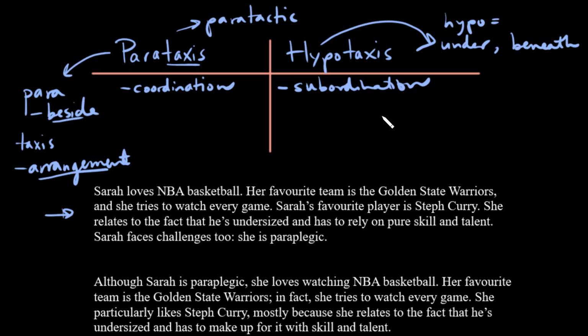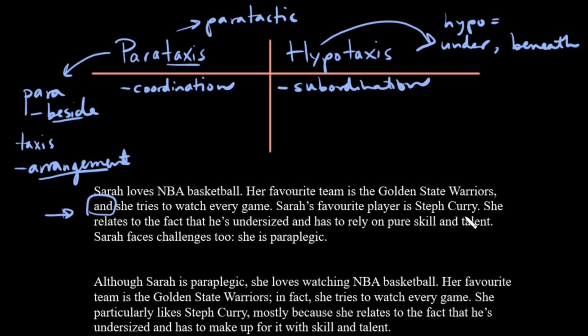All right, let's see how this actually works. In our first example then, we read, Sarah loves NBA basketball. Her favorite team is the Golden State Warriors, and she tries to watch every game. So far, we've only seen one conjunction, and that's and. And this kind of conjunction doesn't really say that one thing is more important than another. Right? This is a coordinating conjunction. It just says, well, here's another fact.